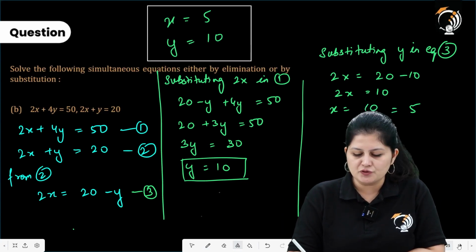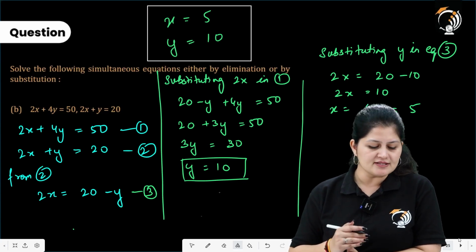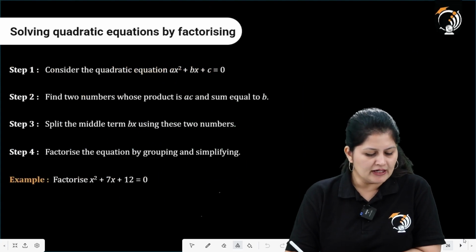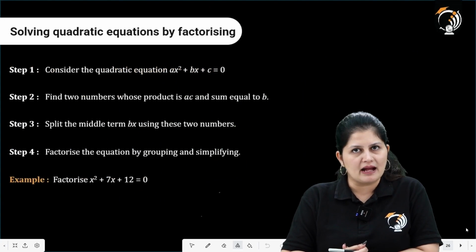I hope that we have understood how we are going to solve these simultaneous equations by using the substitution method. We will be solving the previous year questions as well on this, to see how the question comes in your exams. Okay, now moving forward, let's understand how we can solve the quadratic equation by factorizing.